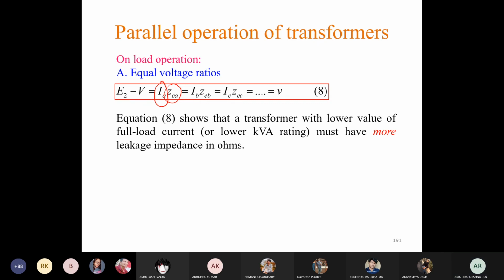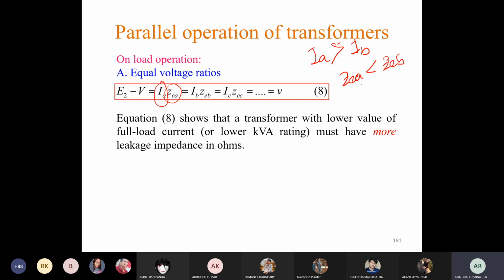Okay, if IA is greater than IB, in that case ZEA will be less than ZEB. Is it clear? Yes, sir. So that the product of IA ZEA is equal to IB ZEB.